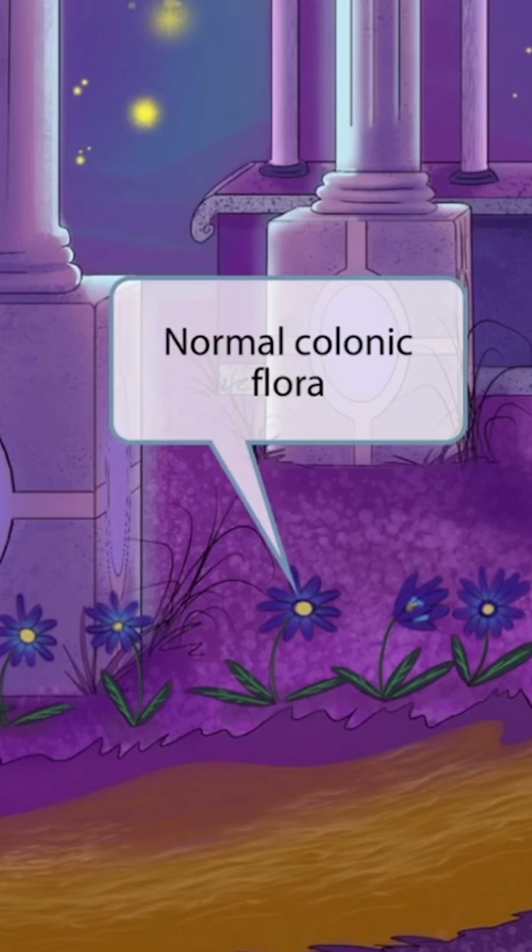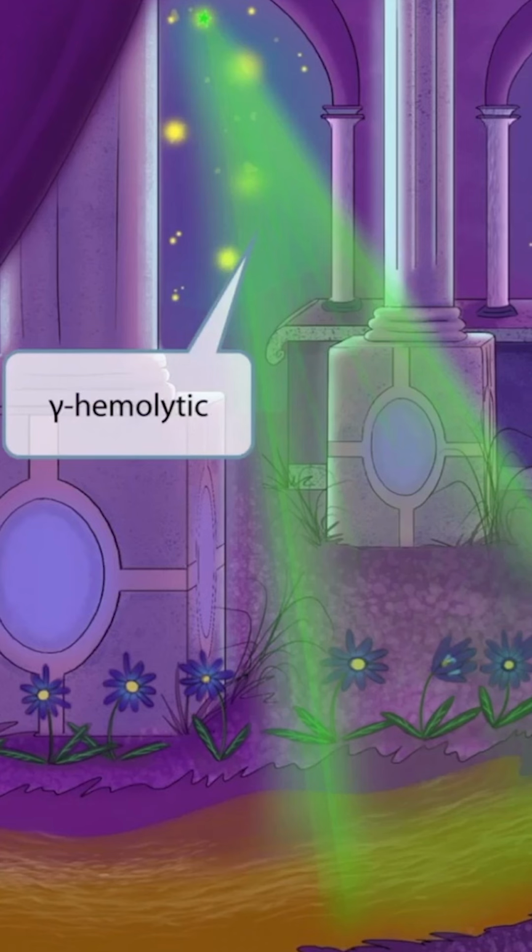Okay, continuing on, notice that we've included some flowers next to this dirty brown river. The brown river is a symbol for the colon, and the flowers next to the river represent flora. In other words, Streptococcus gallolyticus is part of the normal colonic flora. Galileo came to this spot in the first place because he saw this strange green light emanating from a star.